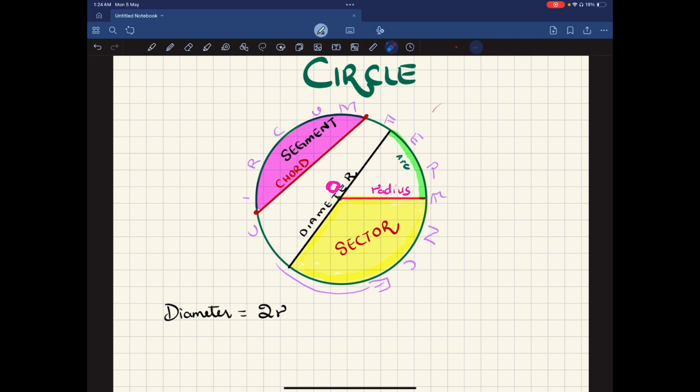But please be sure that you understand what a diameter is, what a radius is, what the circumference is, what an arc is, what a semicircle is. This is a semicircle. The diameter divides the circle into two equal halves. Now, these were just the key terms.